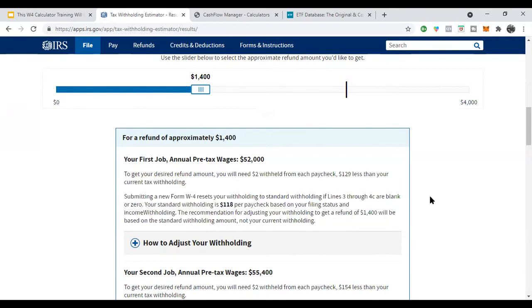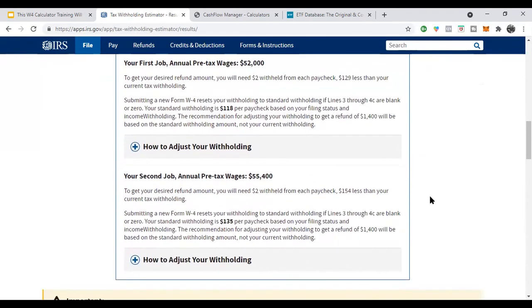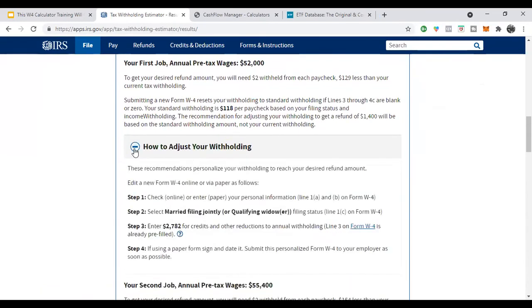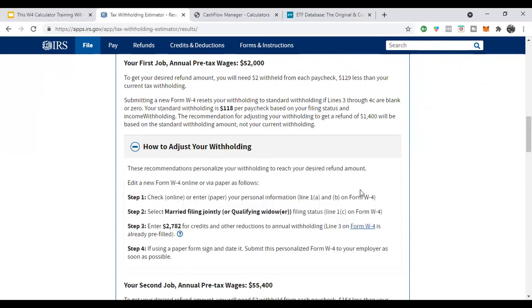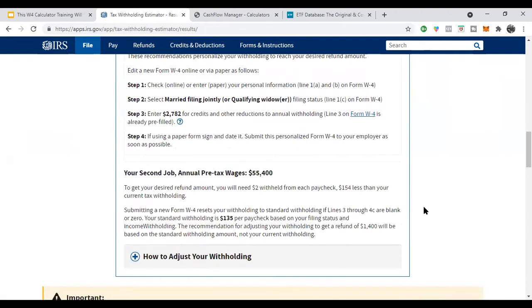So it's breaking that all down, and it even goes to show you, if you keep scrolling, how to adjust your withholding, okay? So literally, it's all here. When you print off that form, step 1, step 2, step 3, step 4, telling you exactly what to put on the paper form. The paper form is even listed here. Look at my cursor. That hyperlink takes you directly to the W-4. Scroll down. Let's talk about job number 2.